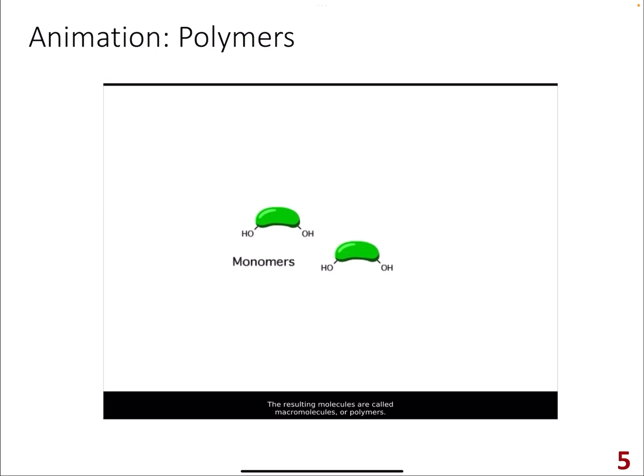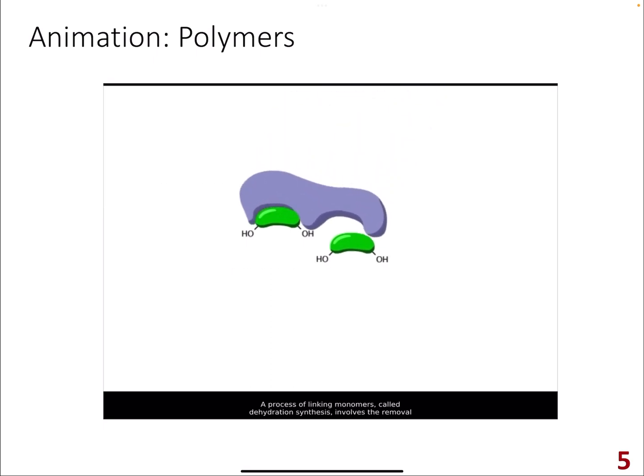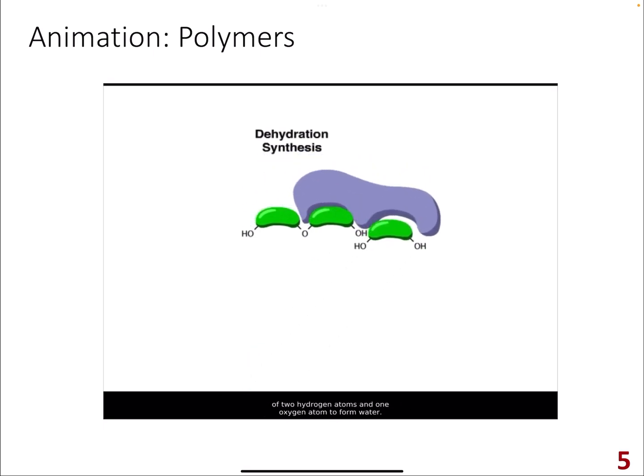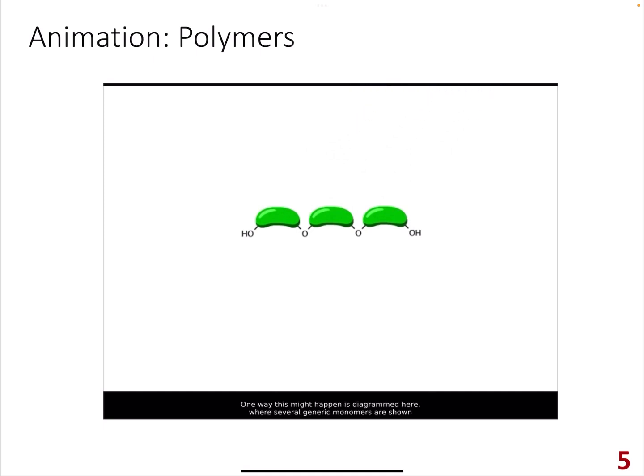Watch the water molecule come out. A process of linking monomers, called dehydration synthesis, involves the removal of two hydrogen atoms and one oxygen atom to form water. In order to make a large molecule, you're going to take water out. One way this might happen is diagrammed here. Several generic monomers are shown with OH groups that could be used for linking.